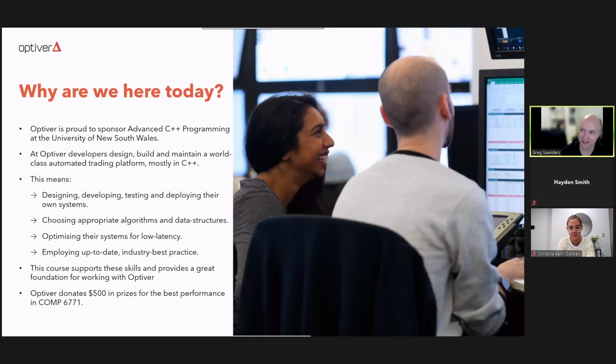Why are we here today? Why are we speaking to you? Well, we are very proud sponsors of the Advanced C++ Programming course at UNSW. The reason for that is because at Optiver, we build a world-class trading platform, and most of it is done in C++. So our developers at Optiver have to design, develop, and maintain their own systems, again, largely in C++.